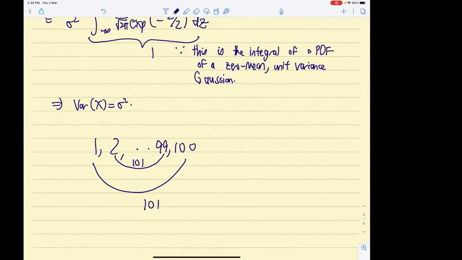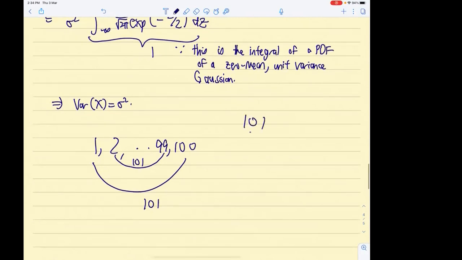Because you have 100 numbers here, and you're pairing. Every man has a wife, right? So how many couples are there? There are only 50 couples. And so every sum is 101. So 101 times 50, how much? It's 5,050. This is what David is trying to say. So this is the sum of these 100 numbers. No formula needed.